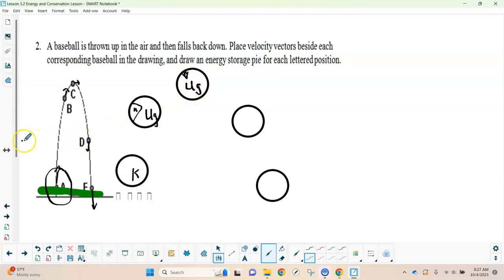D, it seems to be about half the height, so it might have about half the gravitational and about half the kinetic.